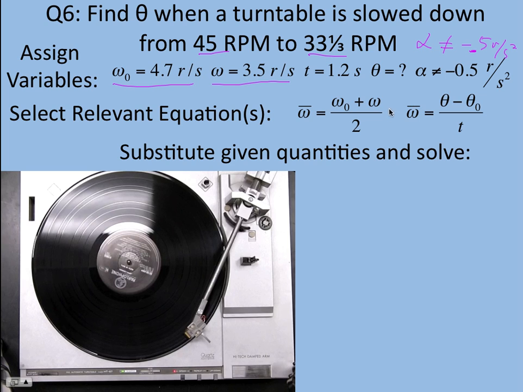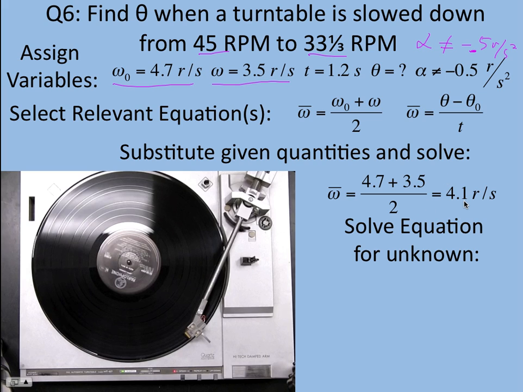And so this one's already solved for average angular velocity, and so 4.7 plus 3.5 over 2, 4.1, and then solve this equation for the unknown, and I just set theta 0 to 0. And so it's just 4.1 radians per second times 1.2 seconds, 4.9 radians. And so that should be the change in angle. If you want to try another way, notice we don't know what alpha is. It's not negative 0.5. Solve for alpha. You know the time, you know omega 0, you know omega. Get alpha, and then see if you can solve for the change in angle that way with a different method.